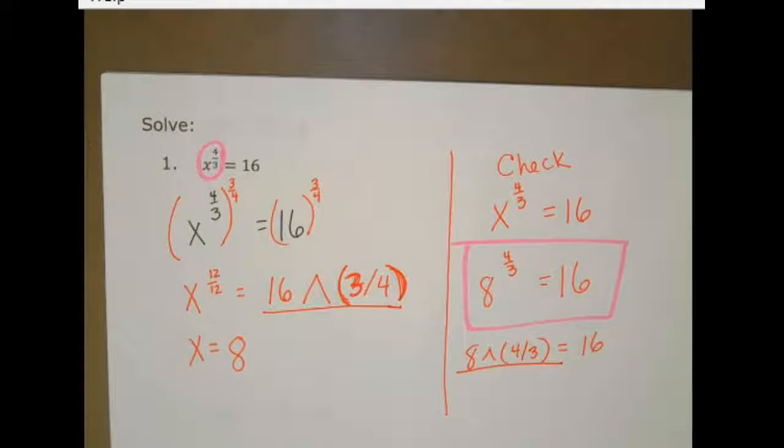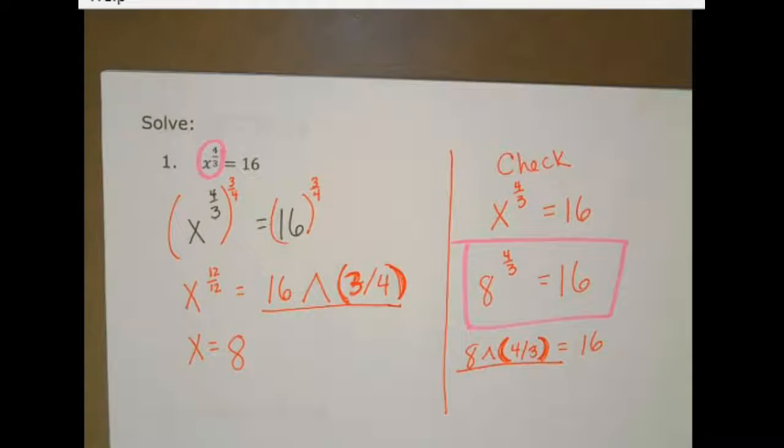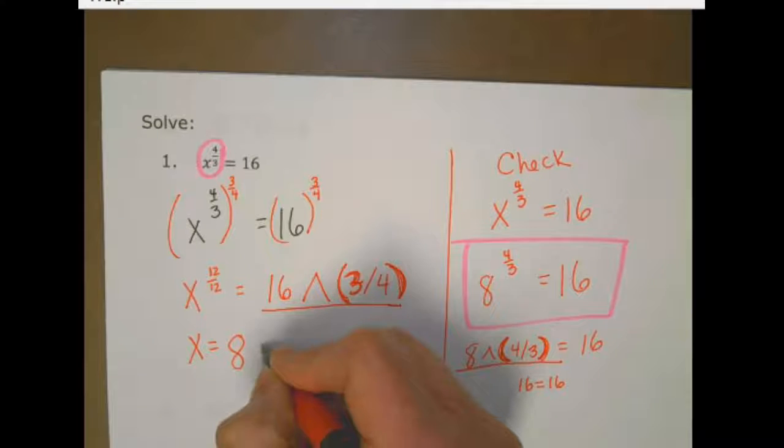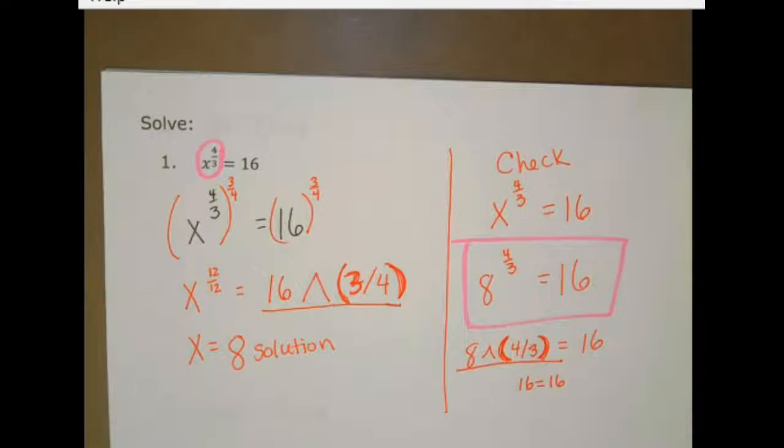And so some people were doing all kinds of strange things with their check. And so is that equal to 16? It should be. And in order to check it correctly, this has to have a parentheses around the 4/3, and then you should get 16 equals 16. And so what does that mean? It means this number right here is a solution. Is there an extraneous answer? No.